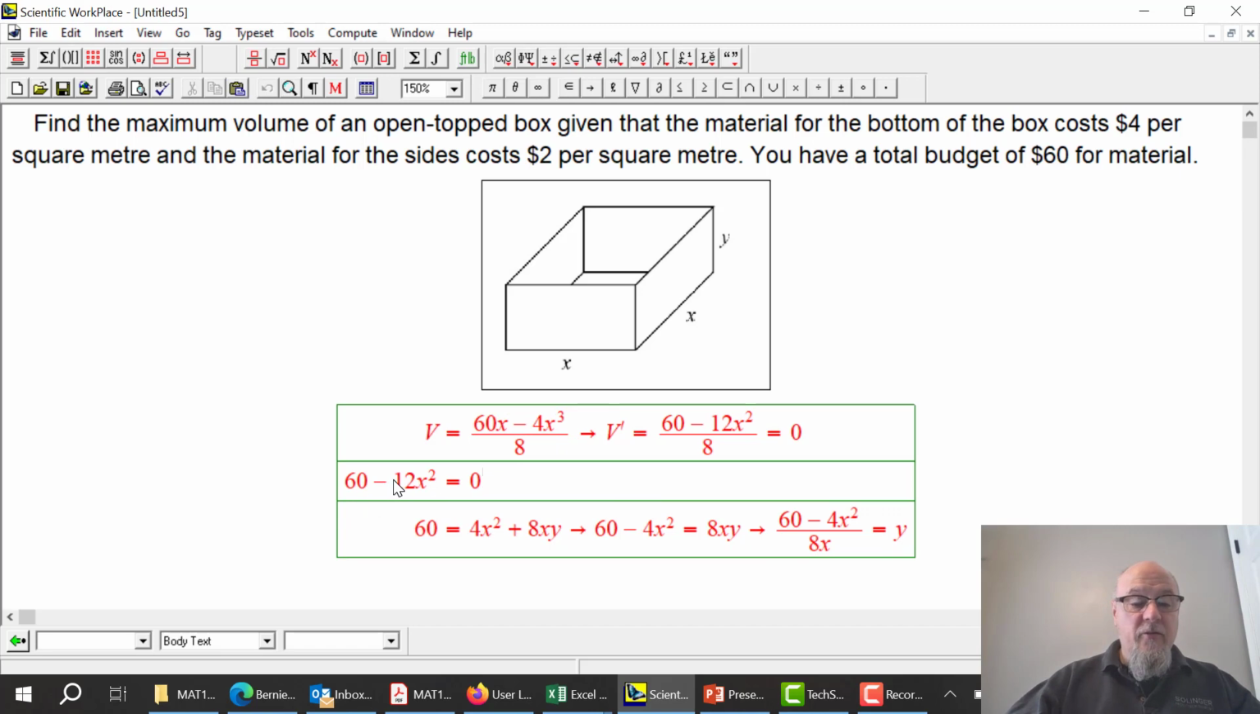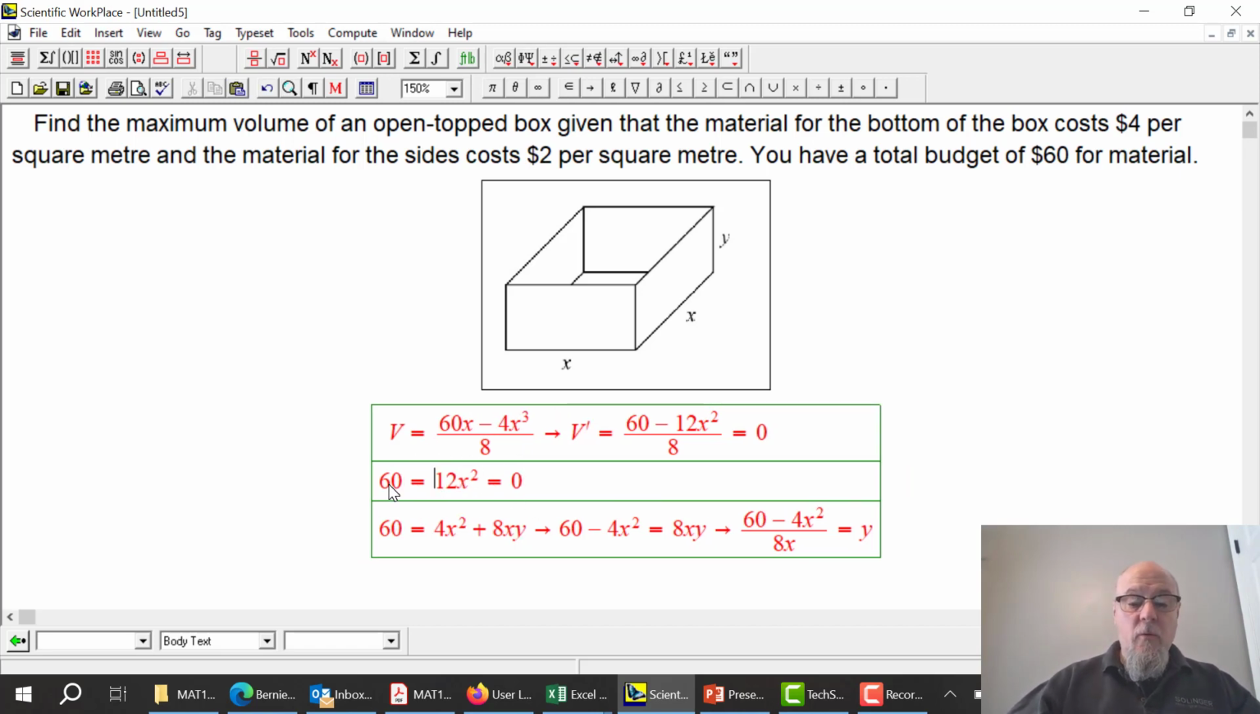I'm going to bring this minus 12x over to the other side. So it's going to be 60 equals 12x squared. I can divide both sides by 12. So 60 divided by 12, that's 5. So that's going to give me 5 is equal to x squared.